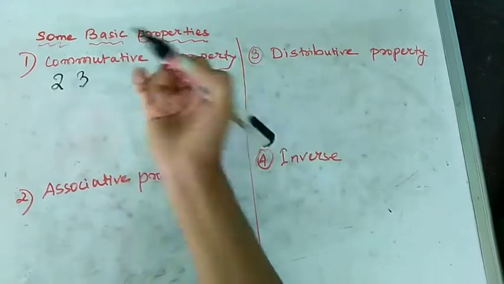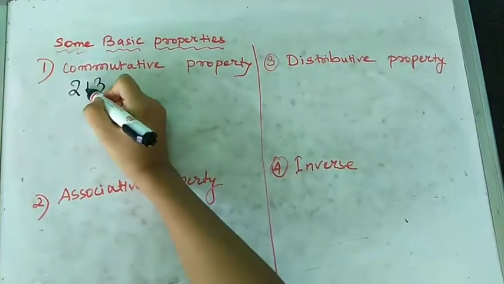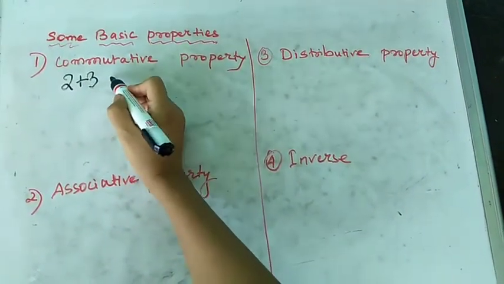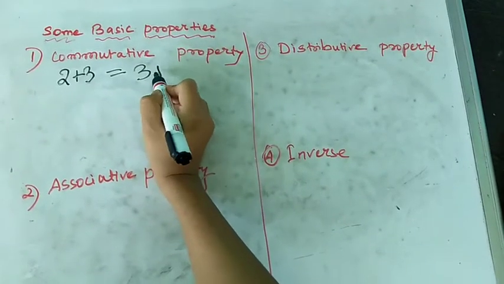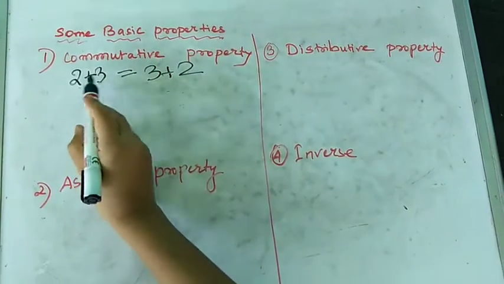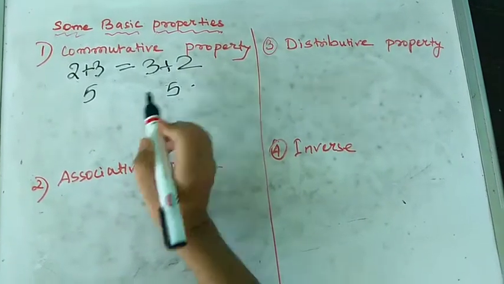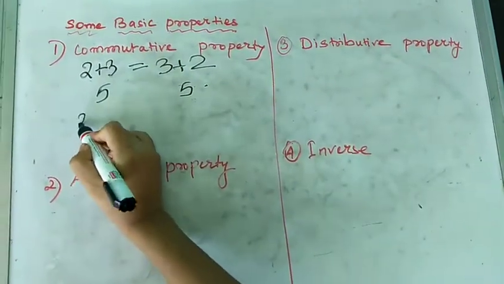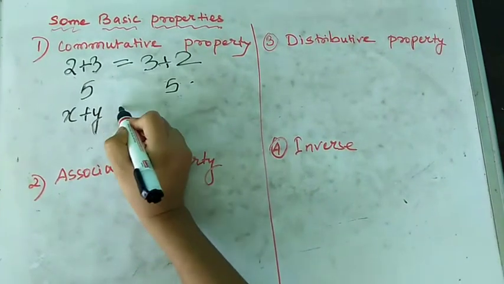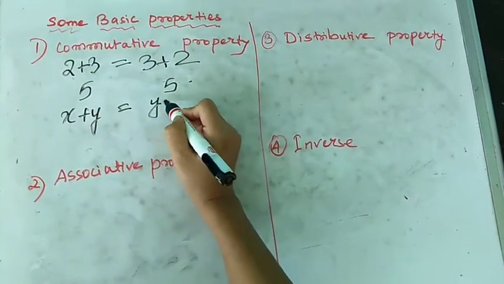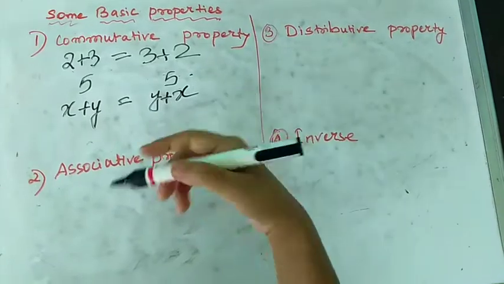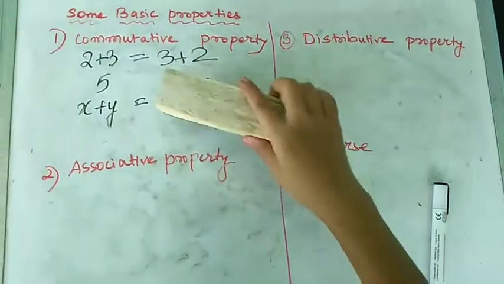Let us take two numbers such as 2 and 3. Now, 2 plus 3 can be written as 3 plus 2. Now, 2 plus 3 equals 5, and the answer of 3 plus 2 is also 5. The answer does not make any difference. Now, let's take some variable numbers such as x plus y. x plus y can also be written as y plus x. The answer will not be any different.